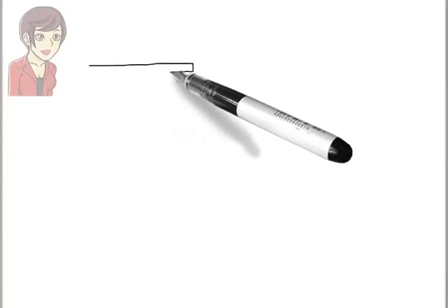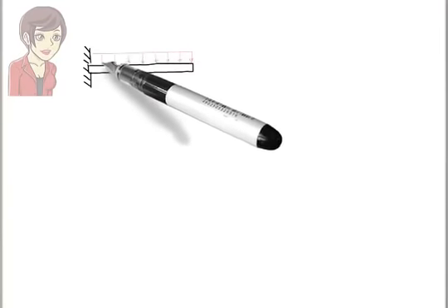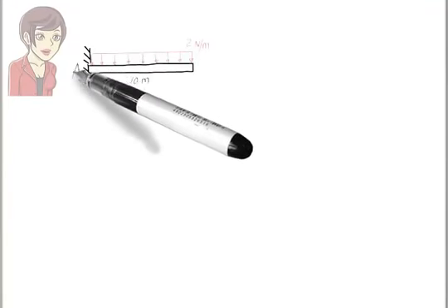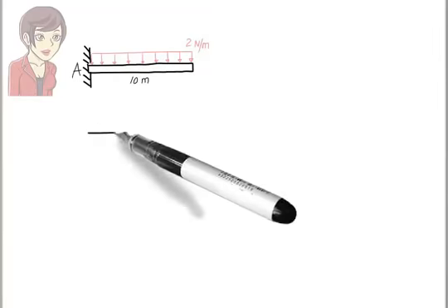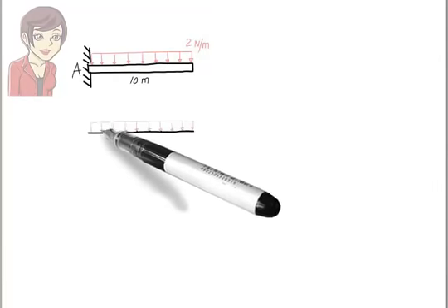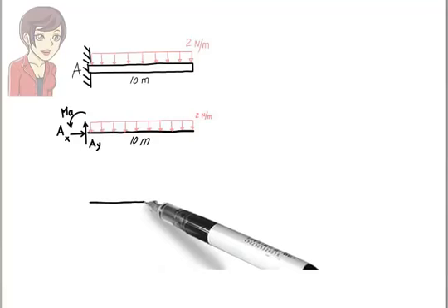Before we end this session, let's look at two more examples. Here, we have a cantilever beam subjected to a uniformly distributed load. Let's analyze the beam. First, we draw the free body diagram for the beam. For the purpose of finding the support reactions, we can replace the uniformly distributed load with its equivalent concentrated load.